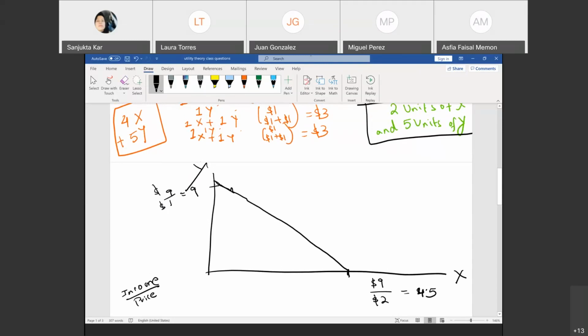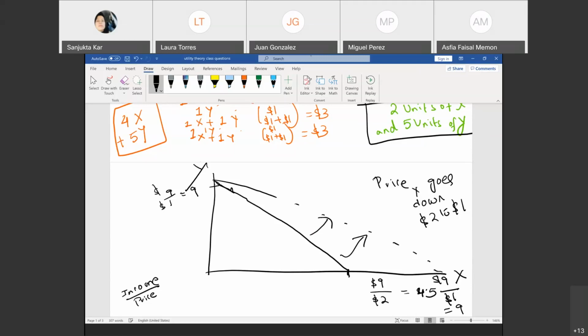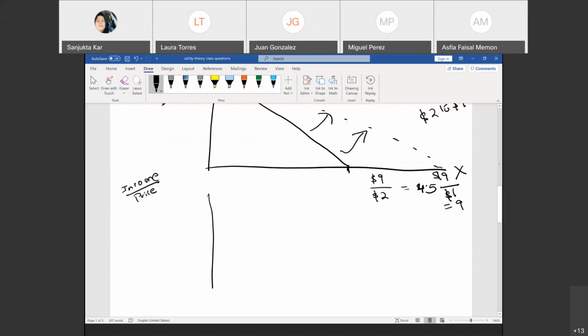And after that, the price of X went down from $2 to $1. So price of X went down, price of Y staying the same. So I have $9 over $1, so this is 9. Looks like when the price of X goes down from $2 to $1, this budget line is going to shift, rotate outwards. Now I'm going to do the last thing here.